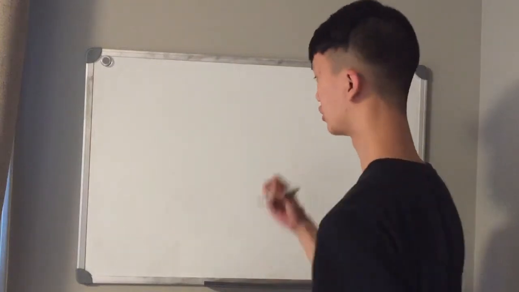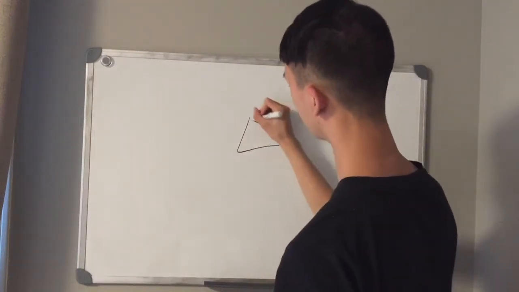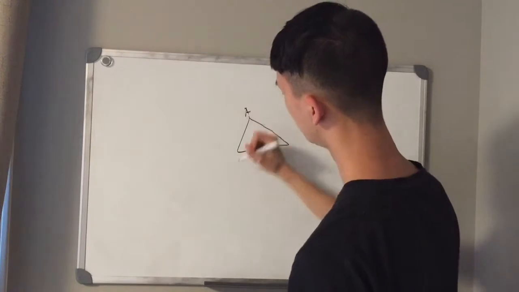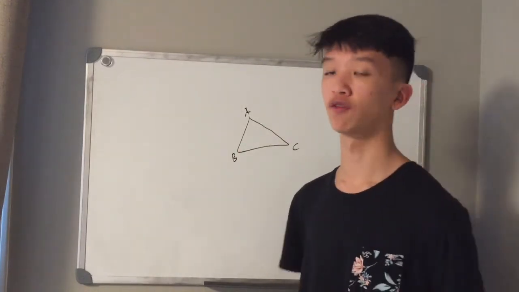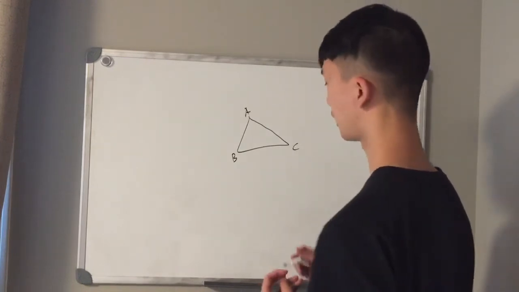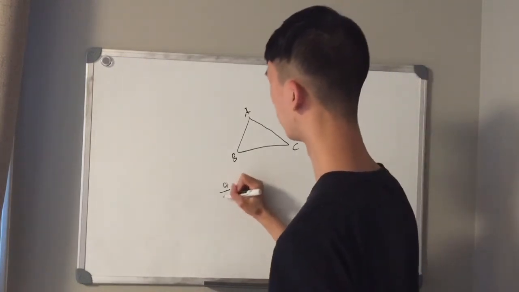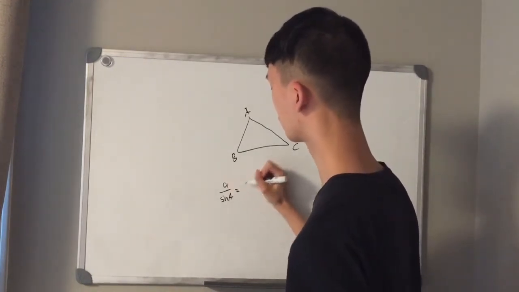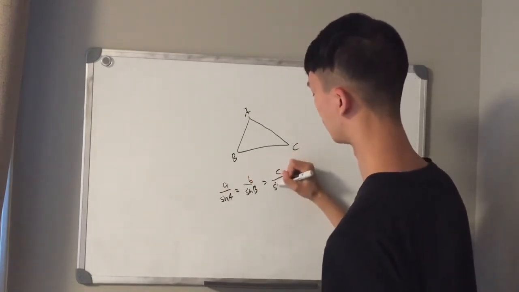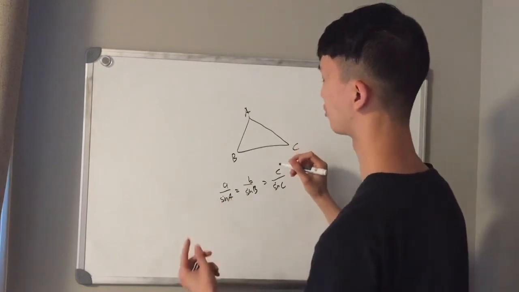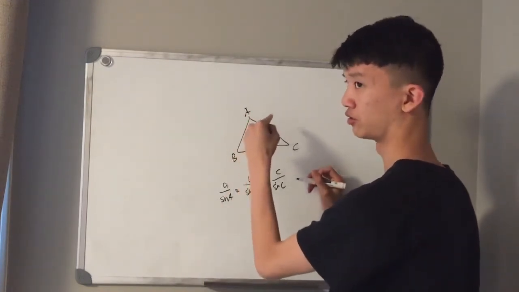So I'm going to draw triangle ABC and label this point A, this point B, and this point C. And I'm sure many of you are familiar with the sine law. The sine law states that a over sine of A is equal to b over sine of B is equal to c over sine of C, where the lowercase letter indicates the side opposite to the angle.